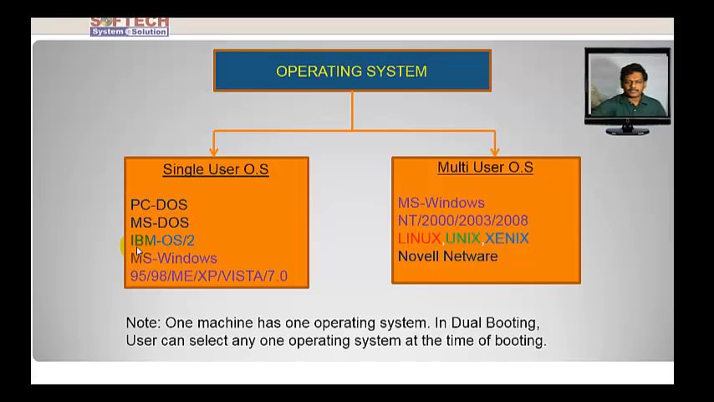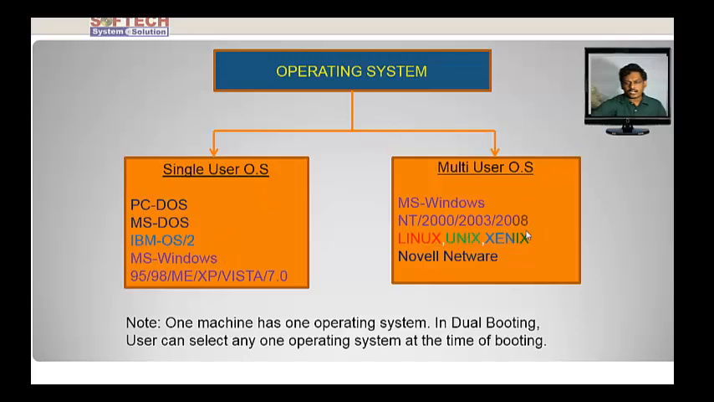It was developed by IBM. Then Microsoft released Windows, a graphical user interface operating system. They released 95 in the year 1995, 98 in the year 1998, Millennium Edition in the year 2000, then XP in 2003, Vista in 2005, then 7.0, then 8.0. Now it is 10.0. So these are all single user operating systems.